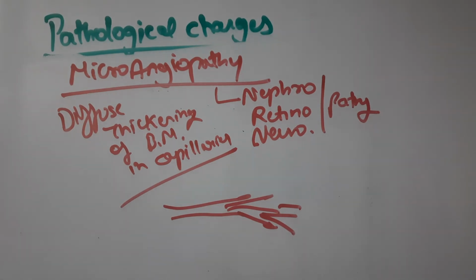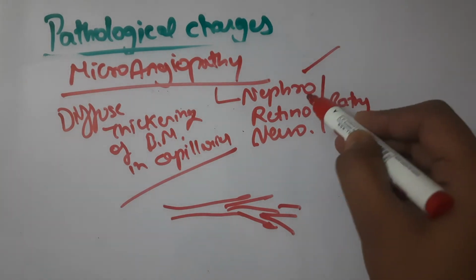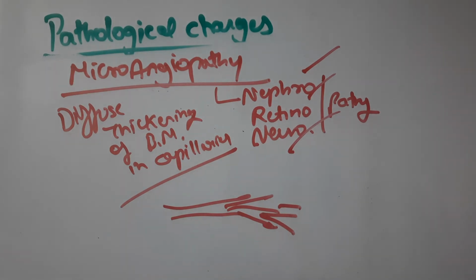So there is diffuse thickening of the basement membrane of capillaries, and the microangiopathy, the microvascular disease, is responsible for nephropathy, retinopathy and neuropathy. So we have seen in macrovascular disease there is endothelial dysfunction, accelerated atherosclerosis and hyaline arteriosclerosis, while in microvascular disease there is diffuse thickening of basement membrane in the capillaries.